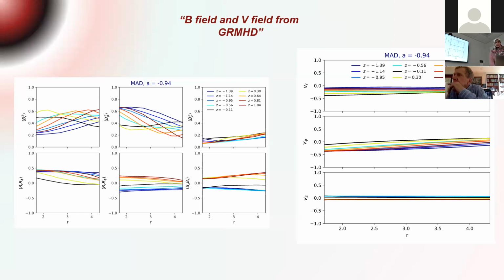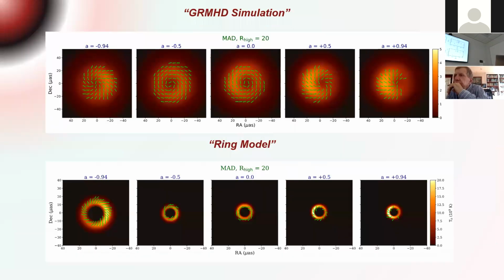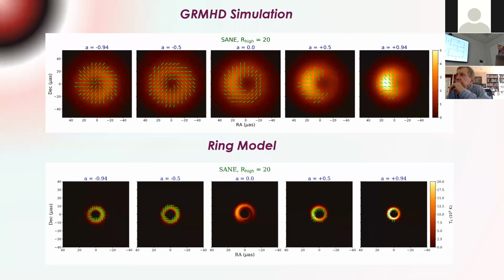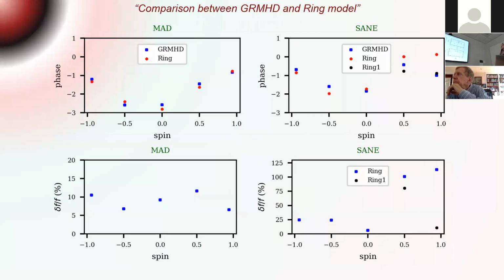So in more detail, that's exactly what I tried to tell you. This is the phase of the beta 2, and this is the offset that I will describe in a moment. You see that when you consider the GeoMSG simulation versus the ring model for MAD, they are remarkably close to each other. It cannot be anything better than that. So congratulations to those who came up with this semi-analytical work. That's super fascinating. On the other hand, when you consider the SANE simulation, the differences are more pronounced.